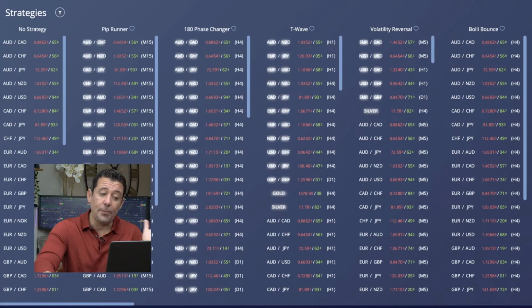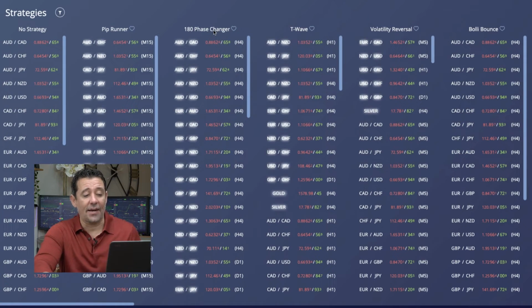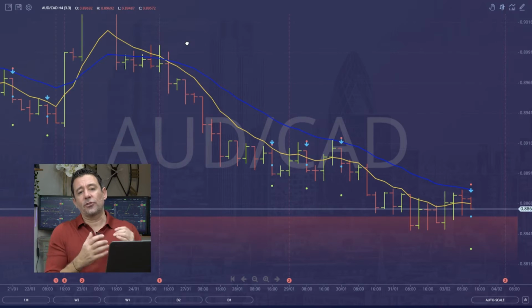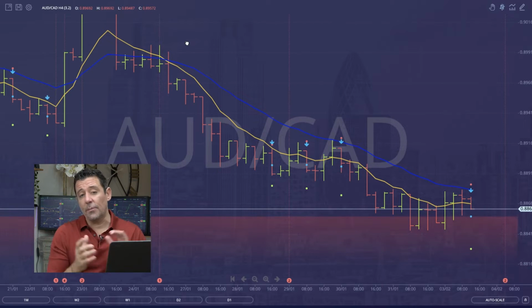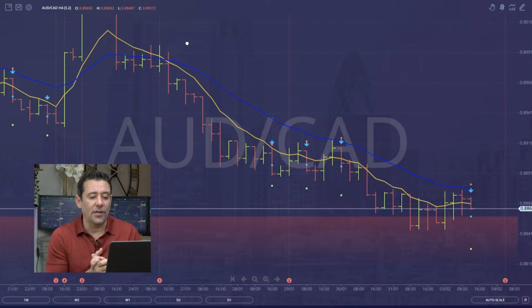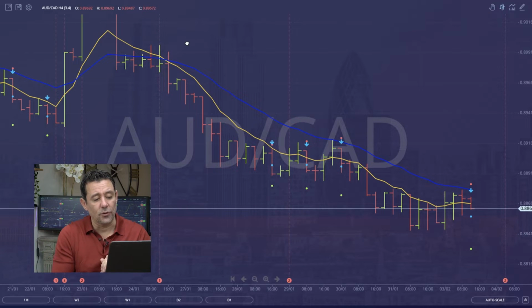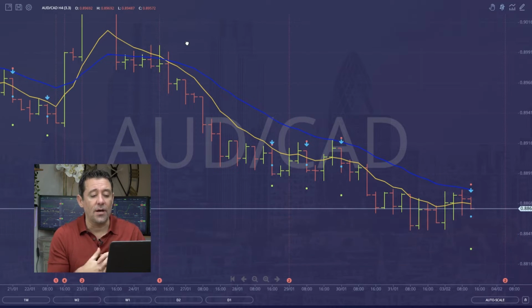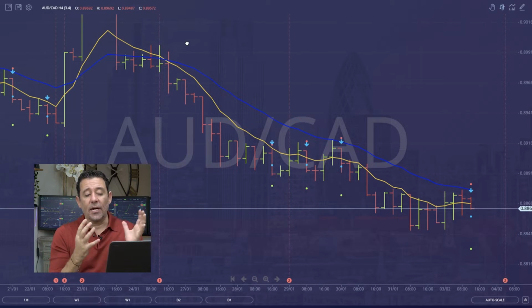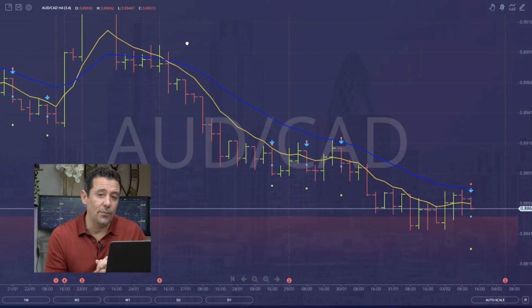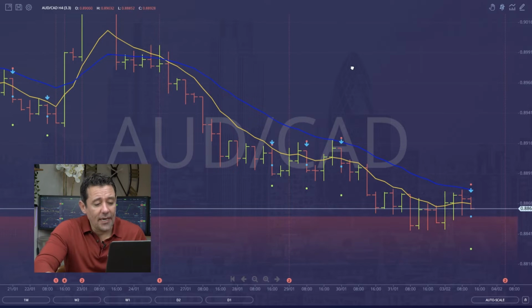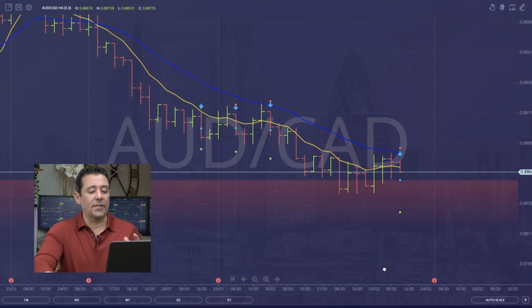If I go top right-hand side of the screen where it says no strategy, I'm going to pull up that 180 phase changer trading strategy scanner. I'm going to click the first one, which is the Australian dollar against the Canadian dollar. So you've got two commodity currencies here, both trading against each other. And we can see over the last 10 or 12 days that this currency pair has yielded some pretty decent results in terms of the strategies within which it has been calling. So I'm going to kick off here with looking at the Australian dollar against the Canadian dollar.